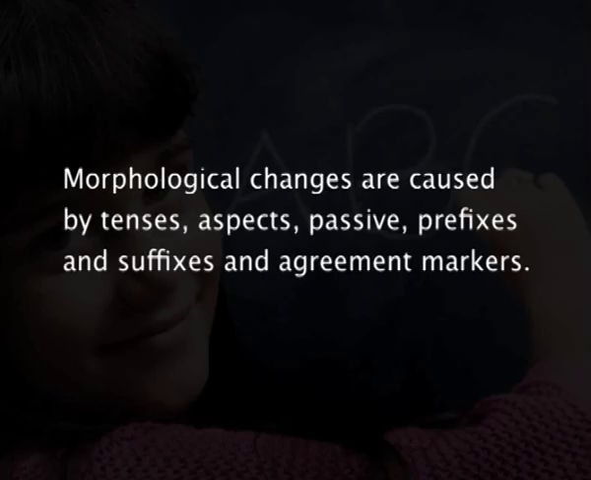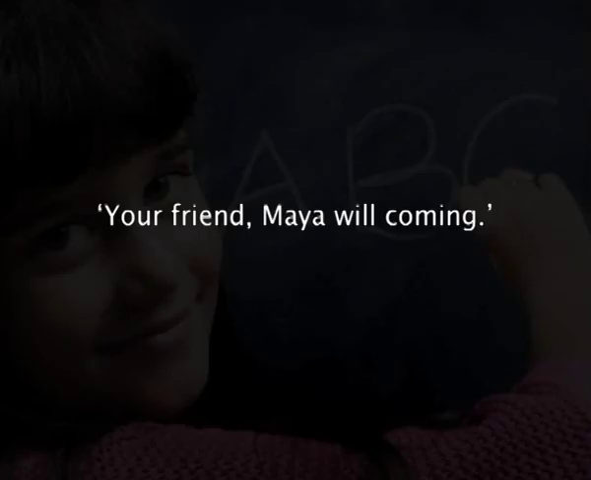After editing syntactic errors, we enter the realm of morphology. Morphological changes are caused by tenses, aspects, passives, prefixes and suffixes, and agreement markers. There can be certain types of errors that can affect both syntax and morphology. For example, consider the sentence, your friend Maya will coming.